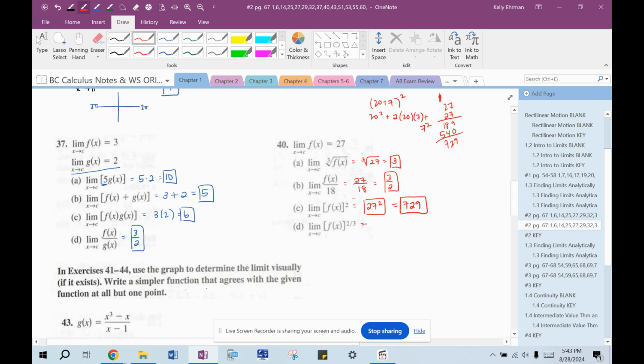What about this one? This is 27 to the 2/3, which means cube root of 27, that answer squared. Cube root of 27 is 3, that answer squared is 9.